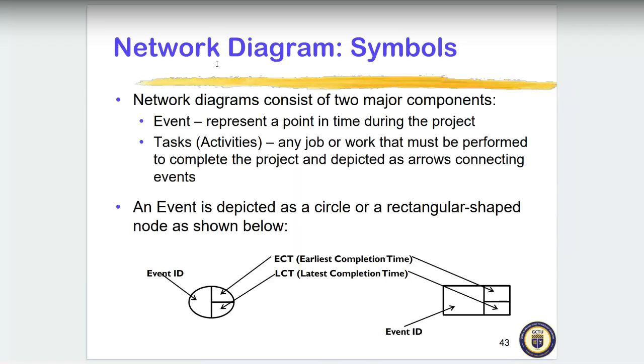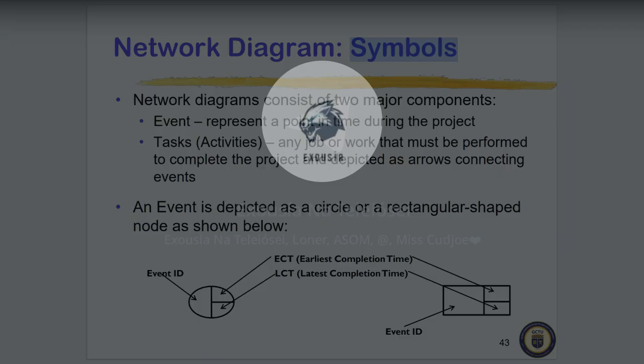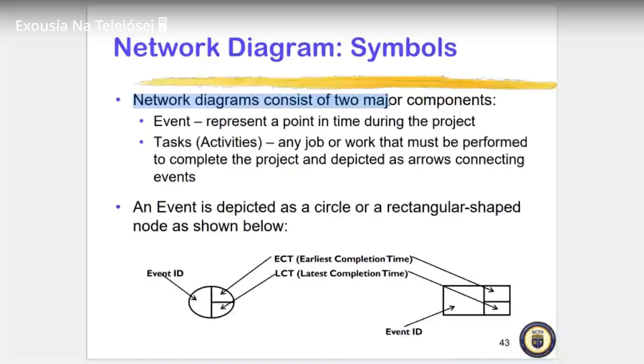Okay, so the network diagram. Okay, the symbols. This is just trying to tell us what the symbols are. I think we've seen some of them, but let's still go on. Network diagrams consist of two major components. Okay, event. It represents a point in time during the project. Okay, that is an event. A point in time.